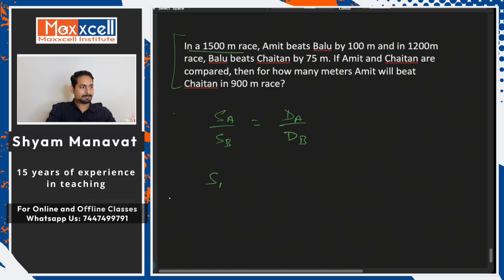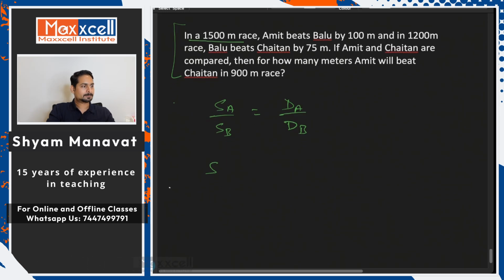So that means the distance covered by A and distance covered by B, Amit is A for Amit. So A beats B. So Amit is going to cover the entire 1500 meters, where Balu is 10 meters less, because Amit beats Balu by 10 meters. So Balu is going to cover 10 meters less. So Balu's distance covered is what? 1490, 10 meters less. Okay, equation number 1.